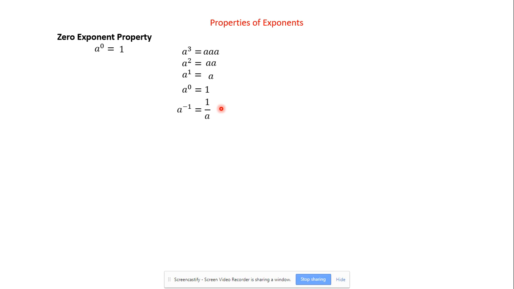A to the negative 1 is 1 divided by a. A to the negative 2, we divide by a again. That'll be 1 over a times a, or 1 over a squared. We can do the same thing for negative 3. It's 1 over a cubed. And that gets us to our second property, the negative exponent property.